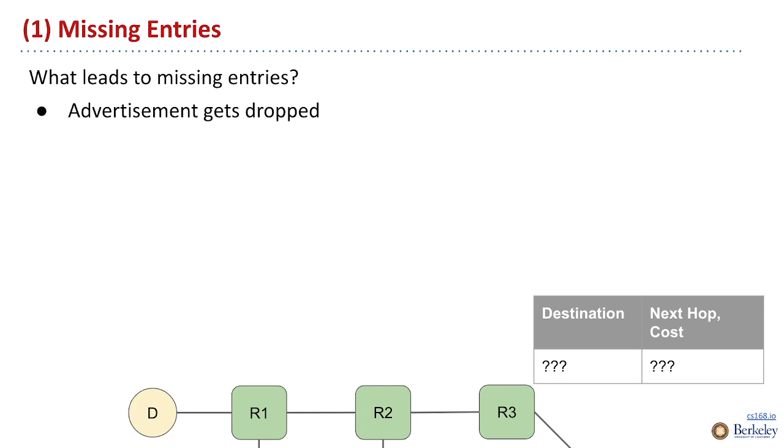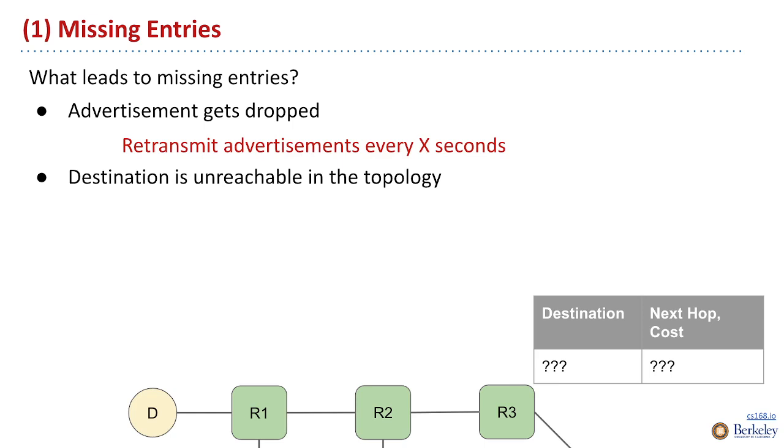Advertising gets dropped. I have another one here for completeness, which I think is a little unfair: maybe the destination is actually unreachable in your topology. Like a link goes down to some destination, or it's not part of one overall connected component, and I just have it here for completeness. How do we solve this advertisement getting dropped issue?